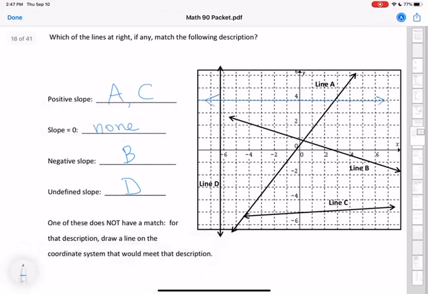So I just put him in there, and I'll go ahead and write line E, just so it matches. And that should do it. There we go. Awesome. I hope you have an amazing day. Good job.